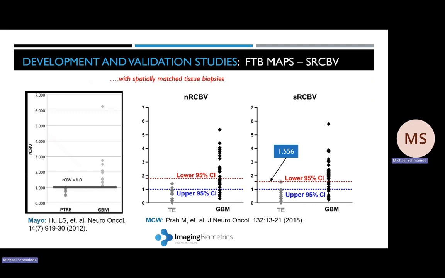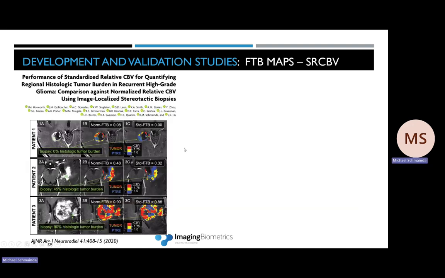And then more recently, Melissa Pra at MCW was the first to use a 3 classification method and the first with standardized FTB map. An outcome of that was that this upper threshold of 1.556 was established, which identifies very aggressive tumor and very high RCBV. Other groups have been publishing using FTB maps.